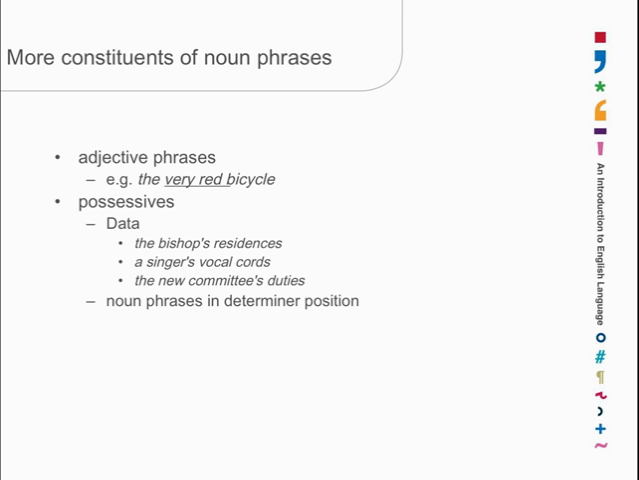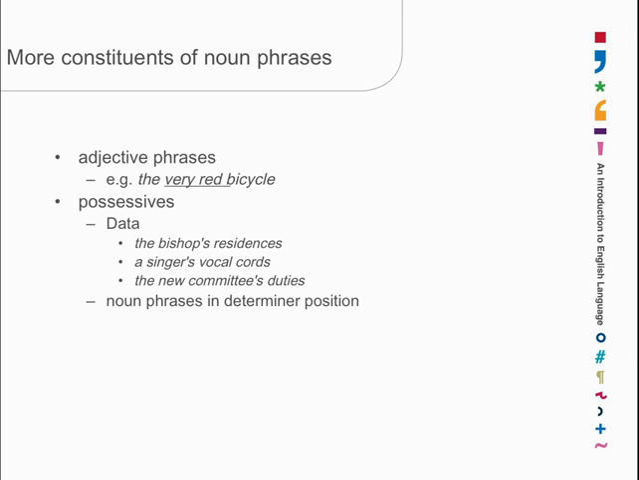If there were lots of singers with vocal cords, then we couldn't say a singer, because we'd need the singers', plural, vocal cords. So it looks as though the apostrophe S, or just the apostrophe, goes on the end of the head noun of the NP, the noun phrase, which is in determinate position. Well, that isn't quite true. What if we said the Bishop of Woolwich's residences? Well, that shows us that the apostrophe S actually goes right on the end of the whole NP, not on the end of the head word of the noun phrase in determinate position.